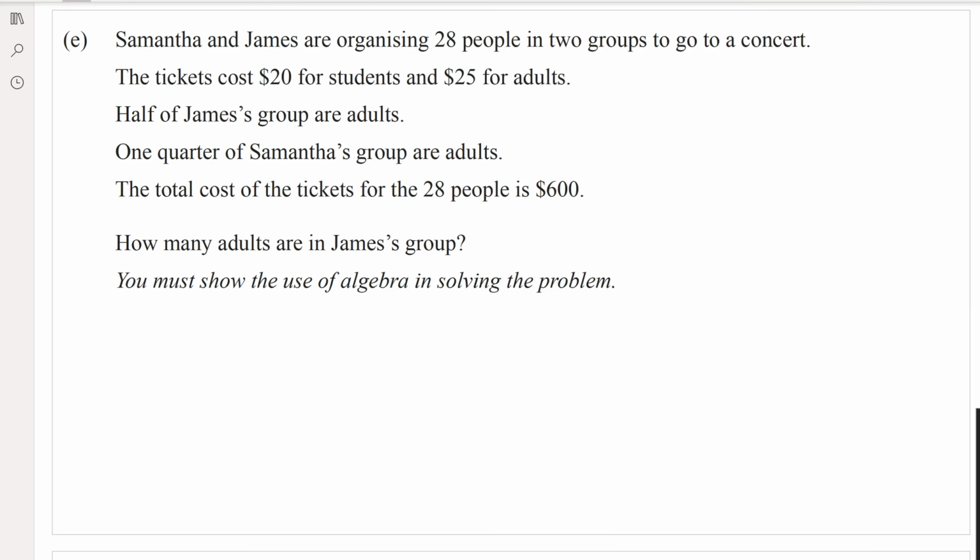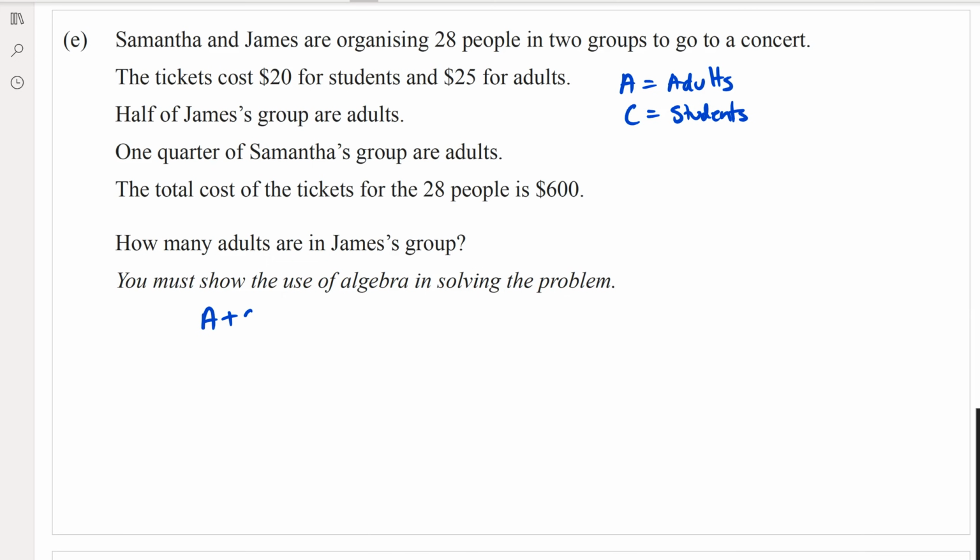So first up, we've got 28 people in 2 groups that are going to a concert, and we've got students and adults. Now normally I'd say, yep, put A for adults and S for students, but the problem we have here is we also have Samantha, who's got her own group. That's also going to be an S. So I'm going to replace students with the letter C. So I'm going to call them children. So A is going to be adults, and C is students or kids, whatever you want. It doesn't really matter what letter you use, but just don't use S or J because that's Samantha and James's.